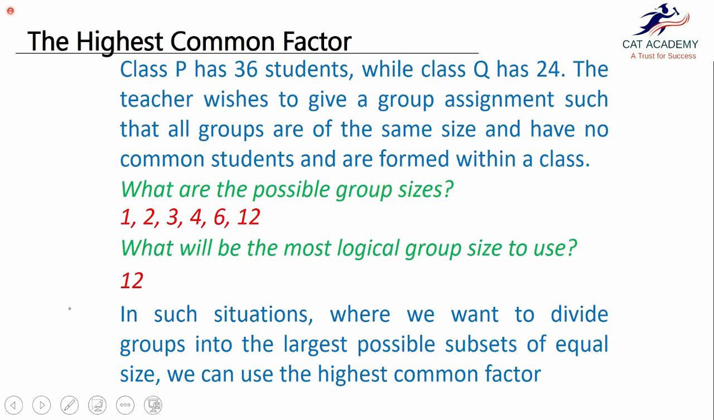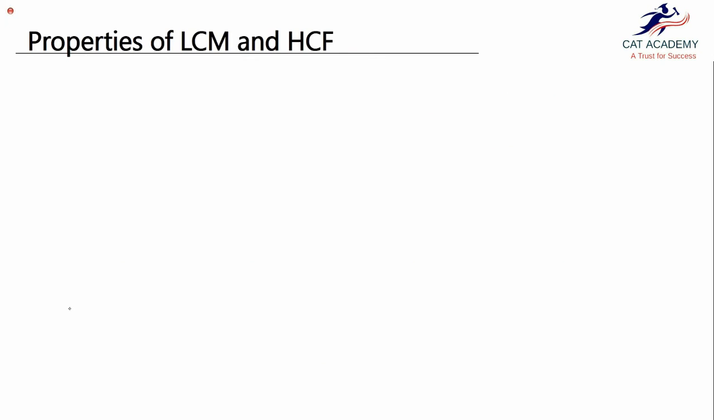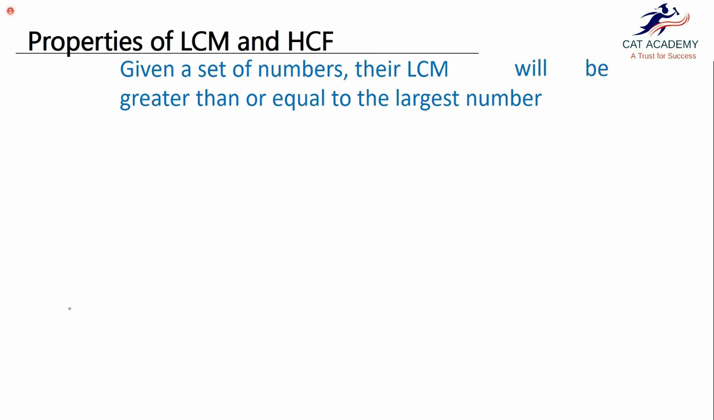So let's see some properties with respect to LCM and HCF. Given a set of numbers, their LCM will be greater than or equal to the largest number. Example, say I have been given two numbers, 4 and 6. Then LCM of 4 and 6 will be greater than or equal to 6. As in the LCM can never be less than 6. Similarly, HCF can never be greater than 4. HCF has to be on this side and LCM has to be on this side.